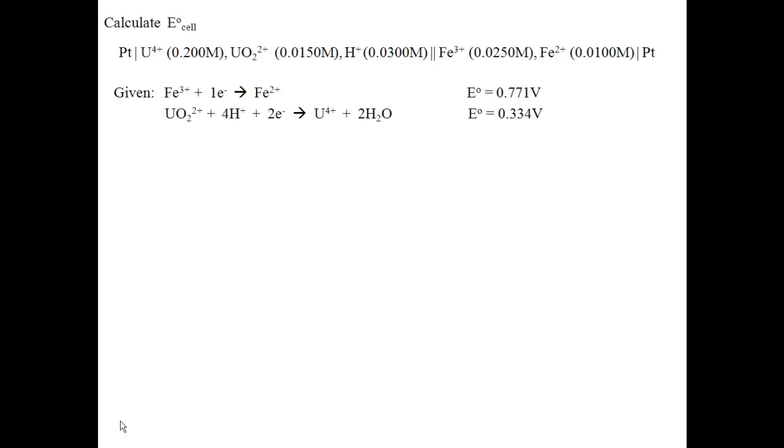Let's look at a little bit harder problem. So this one has a lot more in it. We have a platinum electrode and we have our uranium 4 plus going to uranium 6 plus. You've got UO2 2 plus, which is a 2 plus overall charge. That means in there that uranium has a plus 6 charge. So we're going from a plus 4 to a plus 6, which is an oxidation process.